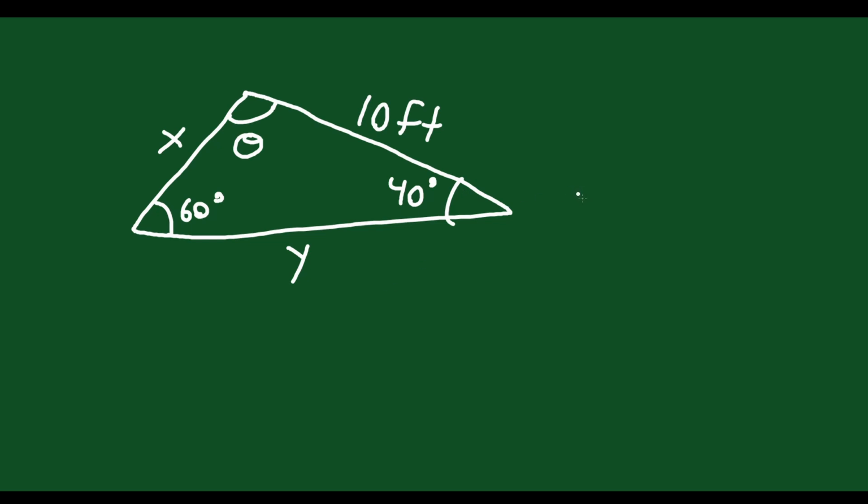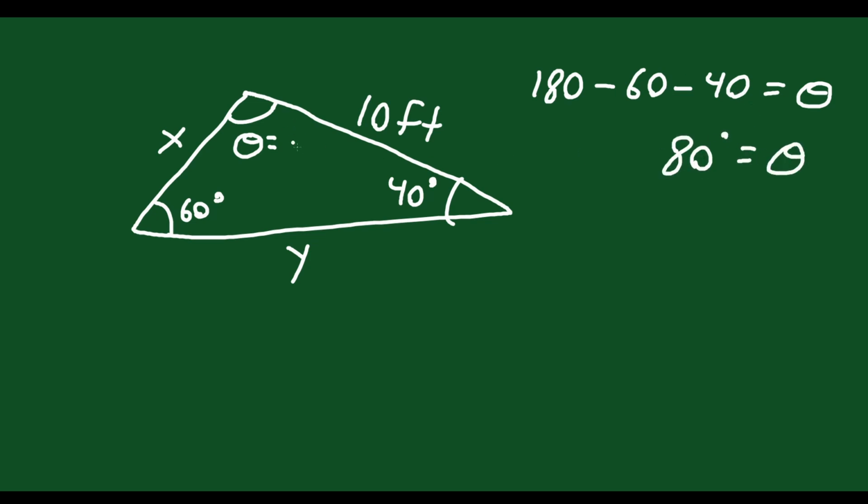Well, what could we do? Well, the first thing I would recommend doing is figuring out this theta. And the reason I say that is because if you have two angles in a triangle, you essentially have all three because they all add up to 180. So theta is very simple to find. You just do 180 minus 60 minus 40. That's going to equal your angle theta, right? Because theta plus 40 plus 60 equals 180. So 180 minus 60 is 120, minus 40 is 80 degrees. So 80 degrees is equal to theta. So I'll put that 80 right there. Now, all the angles are done.